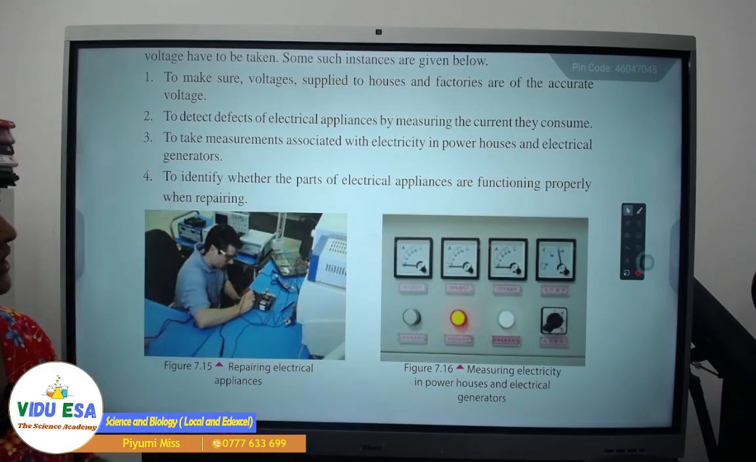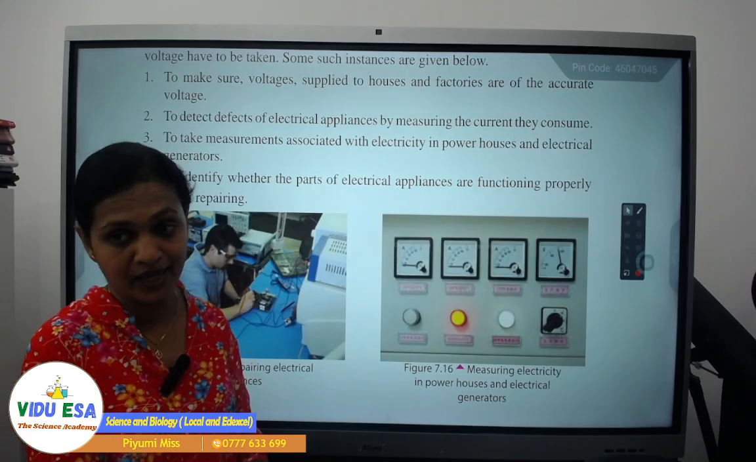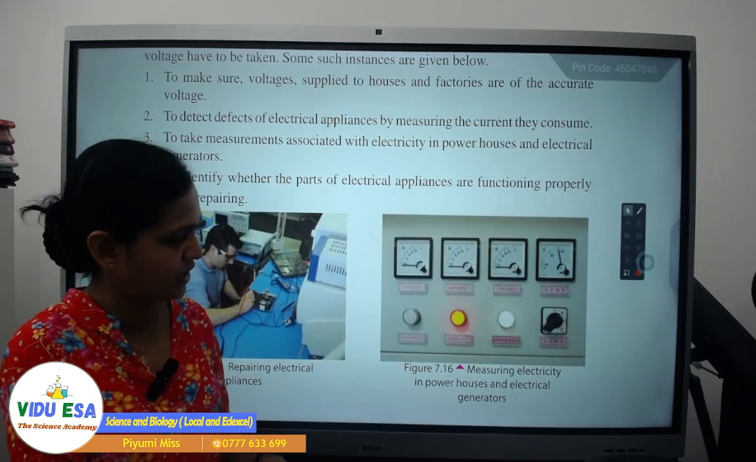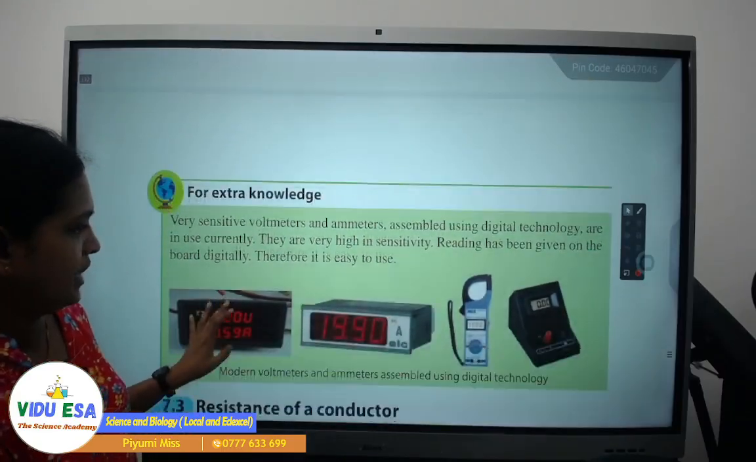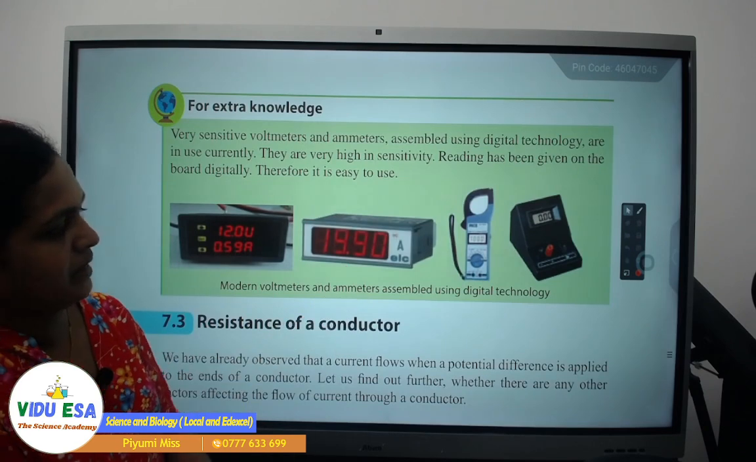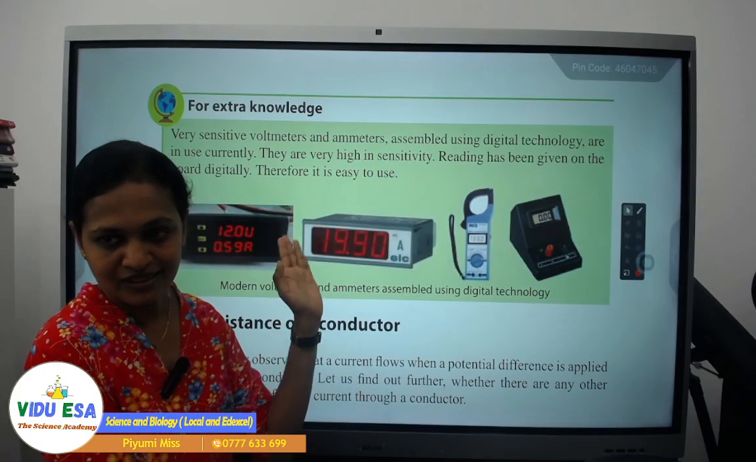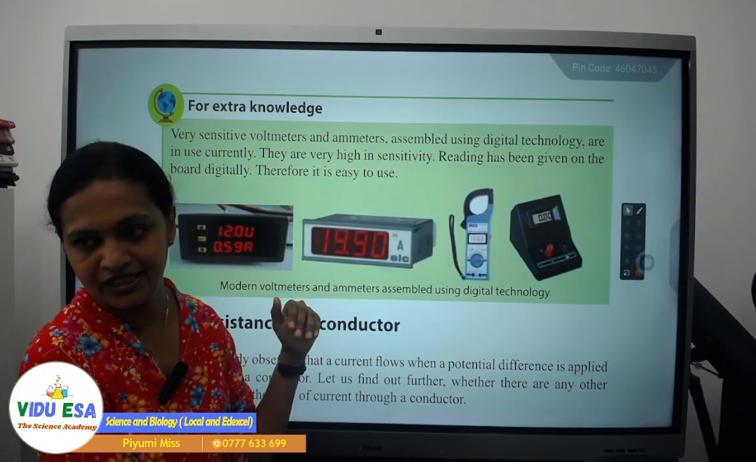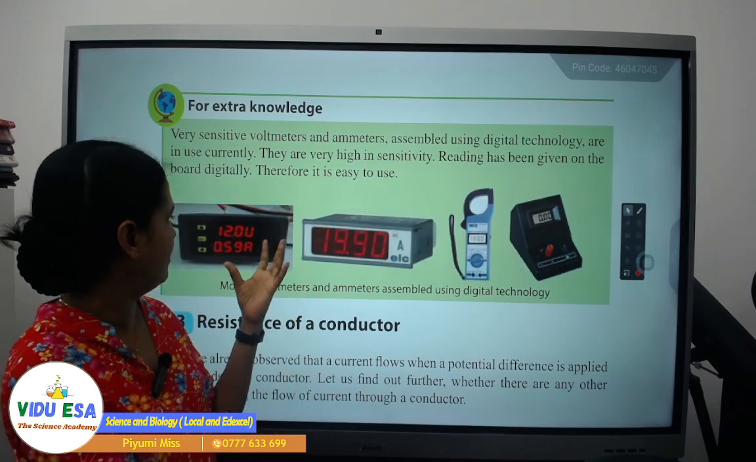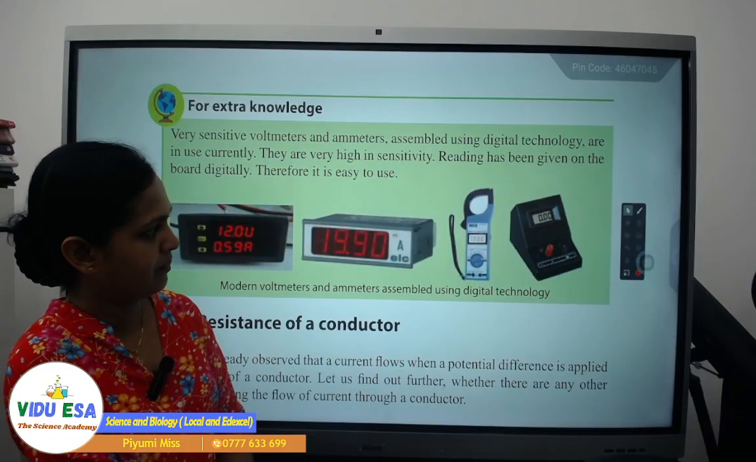To identify whether the parts of electrical appliances are functioning properly when repairing. When the repair of an appliance is going on, once again we have to measure. For that, we can make use of a multimeter. Modern voltmeters and ammeters are assembled using digital technology, so there is no deflector in those. They just indicate the value. Values appear in volts as well as in amperes.